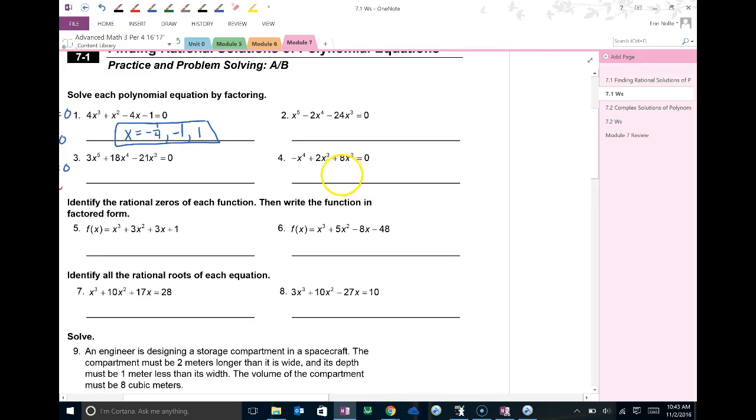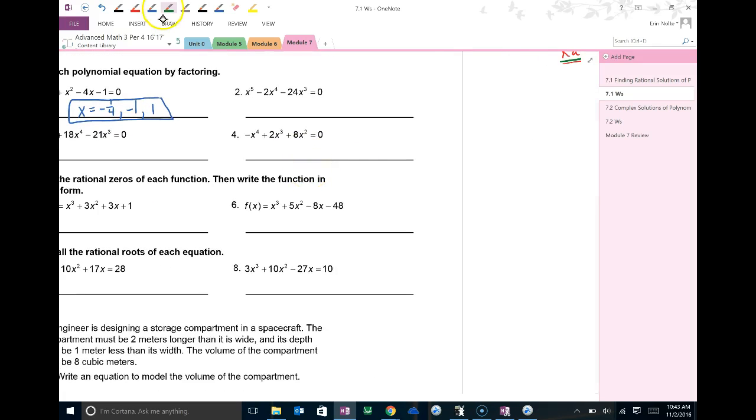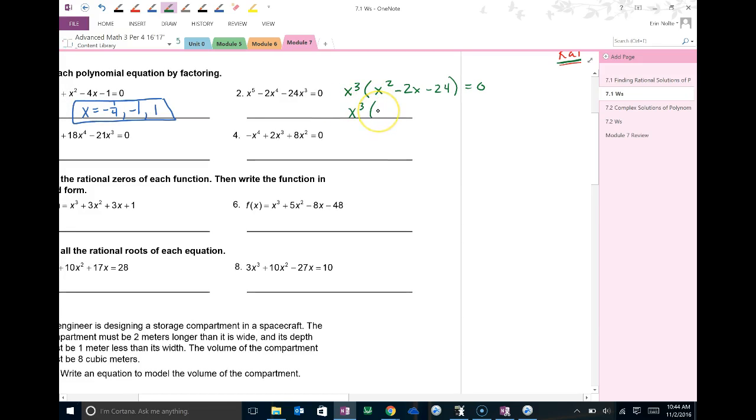X cubed. So this is actually a really interesting scenario. If I factor this and said x cubed, what would be left over? X squared minus 2x minus 24. Now, can I factor x squared minus 2x minus 24 further? Okay, that would be an easy method. Are there two numbers that multiply to negative 24 and add to negative 2? Which one's positive, which one's negative? Negative 6, positive 4. So I could just factor this one using old methods.